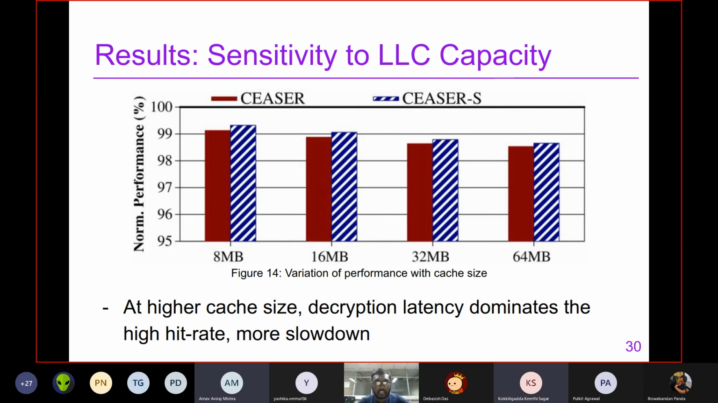Yeah, so they have kept the number of ways as 16 in all the caches, and the experiments in the baseline are also performed on the bigger cache. So the baseline cache will also have, for example, here 32 MB, and Caesar and Caesar S will also have 32 MB. So this is normalized performance.